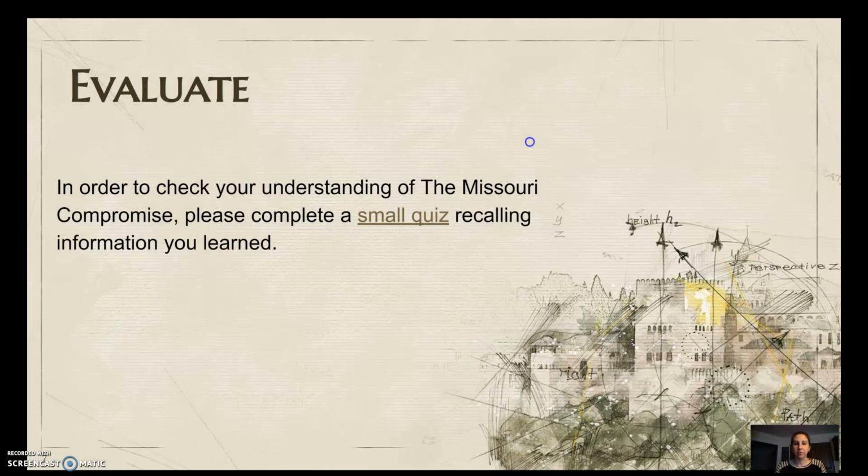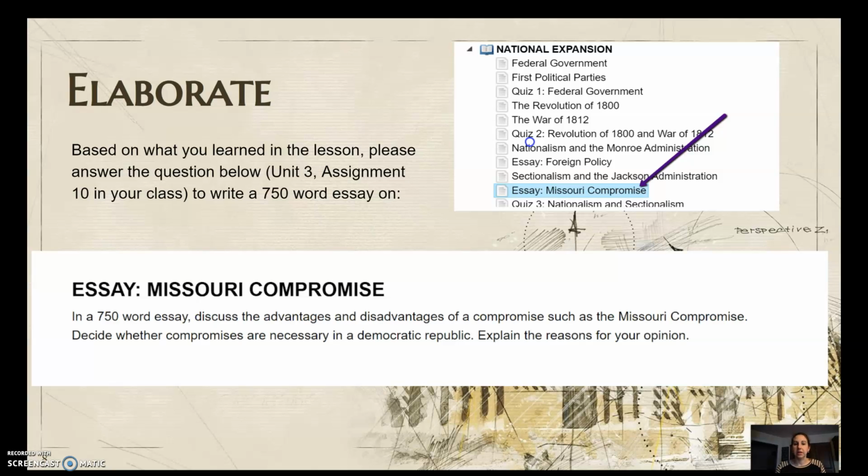And then the evaluate, there's a small quiz here. And the elaborate ties in perfectly to the lesson. So basically you learn the sectionalism and the Jackson administration, everything in there, including my extra resources. And then you can go into the essay and complete the Missouri Compromise. So you're going to tell me the advantages and the disadvantages of the Missouri Compromise, because again, with a compromise, there's always good things and bad things to both sides of it. And decide whether compromises are necessary in a democratic republic, and then give me your opinion. So advantages, disadvantages, and tell me if compromises are necessary.